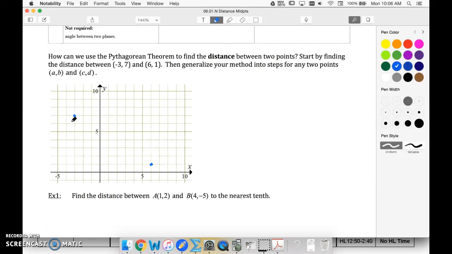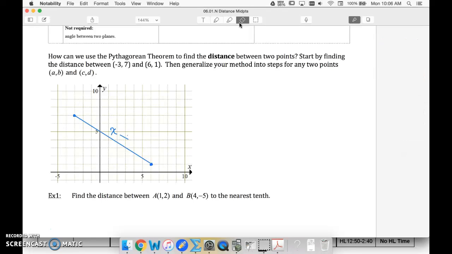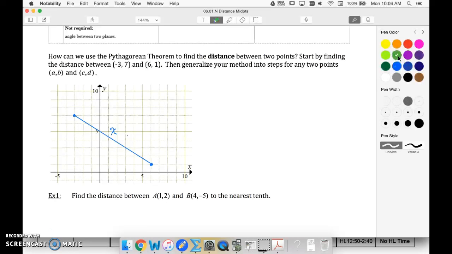So I want to know this distance between those 2 points. That's what I'm looking for. That's my x value. So, like I said, we can always draw a right triangle. I can either go this way, or I could come this way. So let's put in some right triangle legs with different colors. So I could come down to here and over to here, making my right triangle.